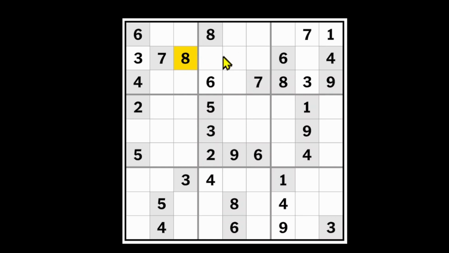Now we're looking at a 1, 2, 5, and a 9 to complete row 2. There's a 1 and a 9 here, so this is a 2 or a 5, just as this is a 2 or a 5. And we have a 2 and a 5 in this column, so this is a 1 or a 9.